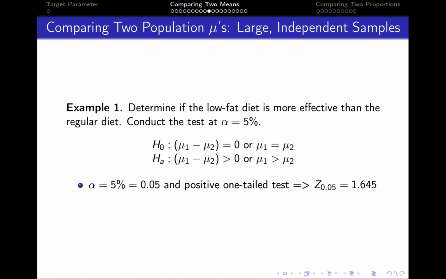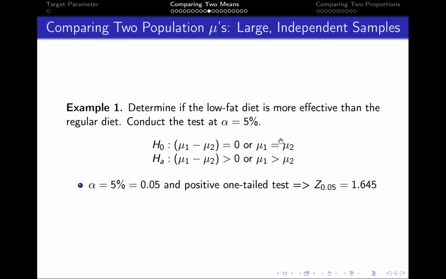Let's continue working with this example and let's see how we can determine if the low-fat diet is more effective than the regular diet. To do that, we will use a 5% significance level. As always, we start by formulating the null and alternative hypothesis. The null hypothesis is that the two population means are the same. So if we move mu2 to the left, we will get that mu1 minus mu2 is equal to 0. So the difference between two population means is 0.